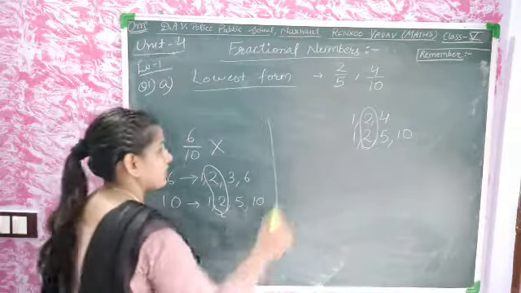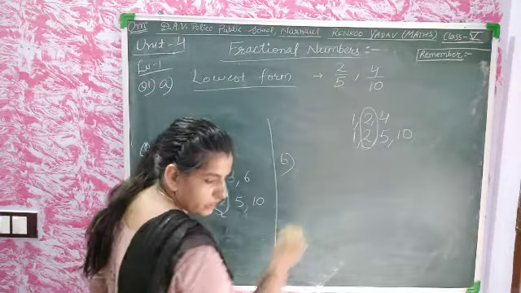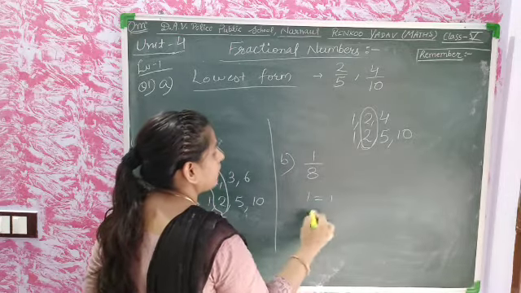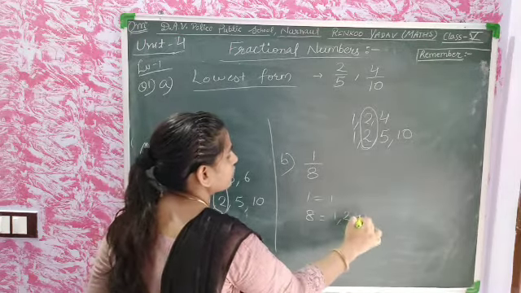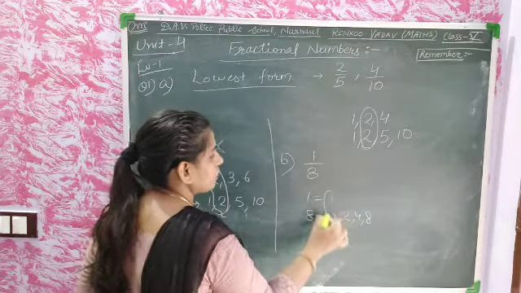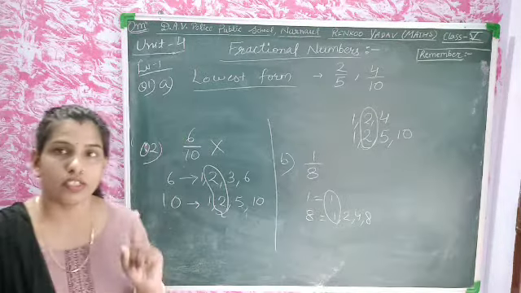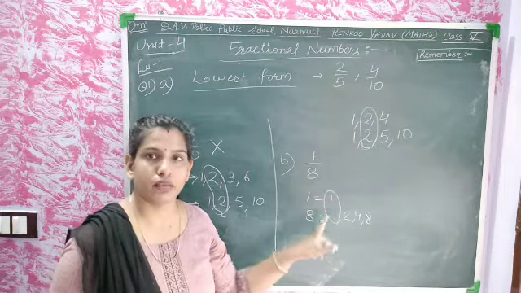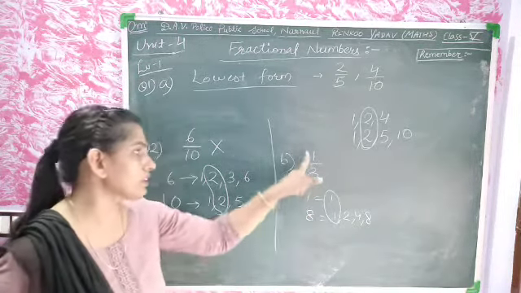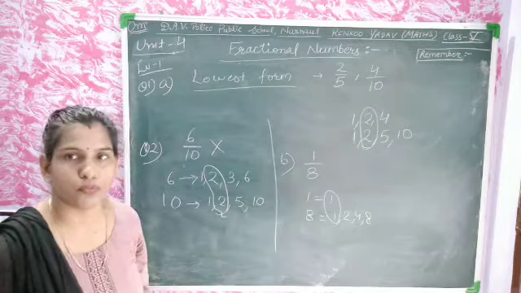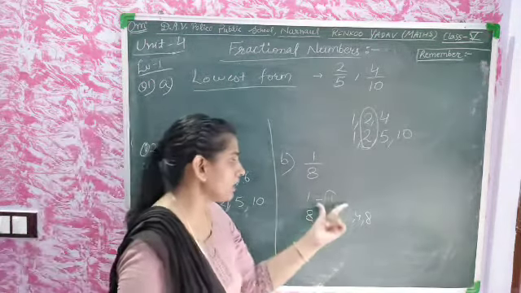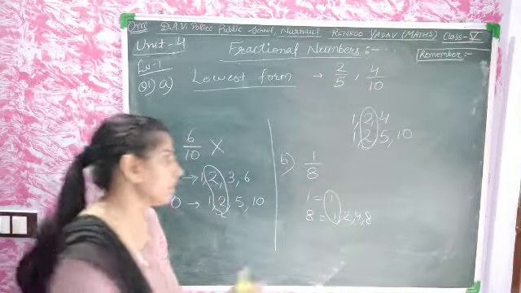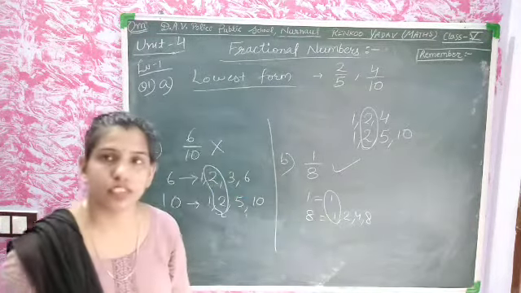Okay students, now we will check part B. Part B is 1 by 8 and its factors are 1, 2, 4, 8. It means there is only one common factor, that is 1. It means this is in the lowest form. Is this clear students? The only common factor is 1, so this is in the lowest form. Tick it. Is this clear students?